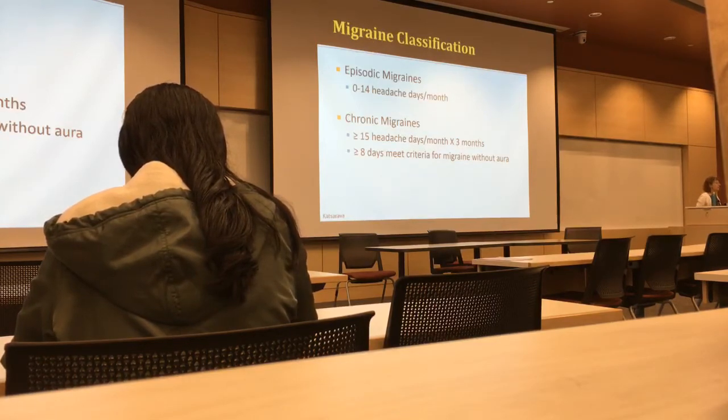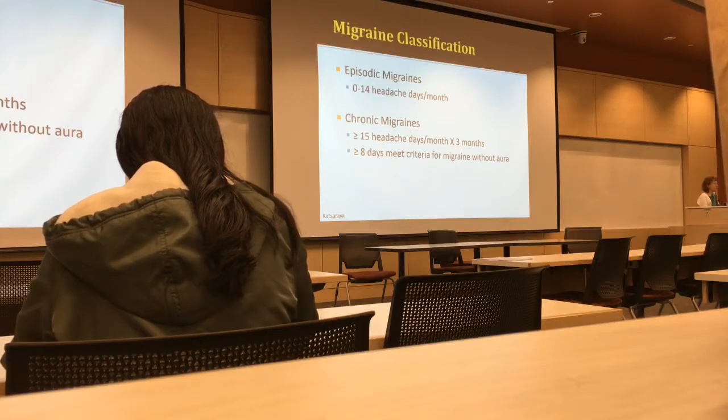So we have migraines that are either episodic, where people have 0 to 14 headaches per month, and then chronic migraines are considered more than 15 headache days a month over a 3-month period of time. You need greater than 8 days to meet the criteria of migraine without aura.